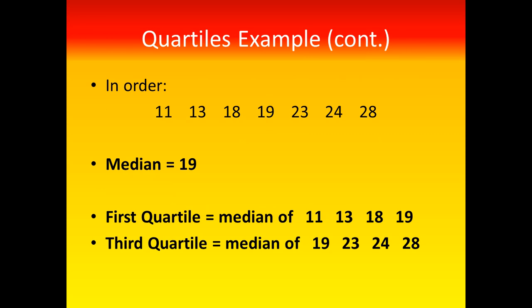So notice how I have the first and third quartiles written out. The first quartile would be the median of the lower half up to and including the 19, and the third quartile would be the median of the upper half, which starts at the 19, includes it, and then also everything above it. So the first quartile should be 15.5, and the third quartile should be 23.5.